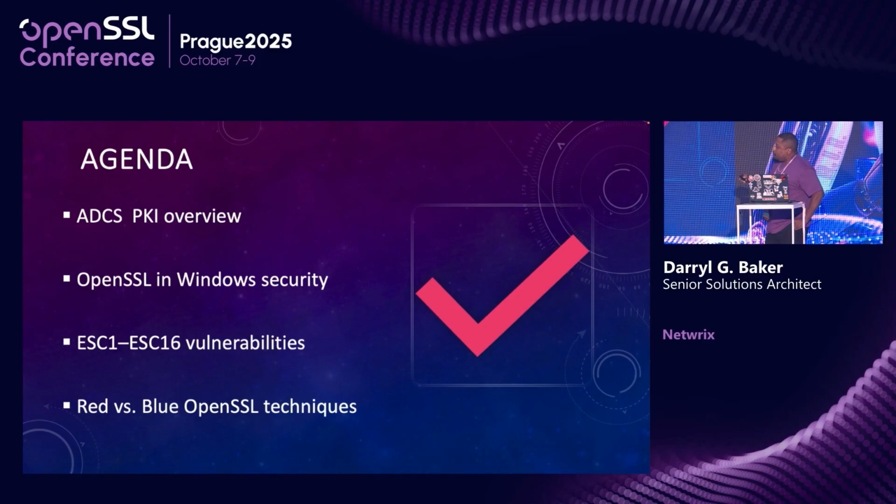So I'm just going to go over ADCS and how ADCS as a PKI works a little bit differently than your standard standalone PKIs. Then we're going to get into OpenSSL and Windows security itself. We'll talk about ESC 1 through 16, what those are, and which ones we're going to be talking about. And then we're actually going to get into where OpenSSL fits into day-to-day red teaming and how you can also apply it to blue teaming, especially if you're not a domain admin or a certificate admin or anything else like that.